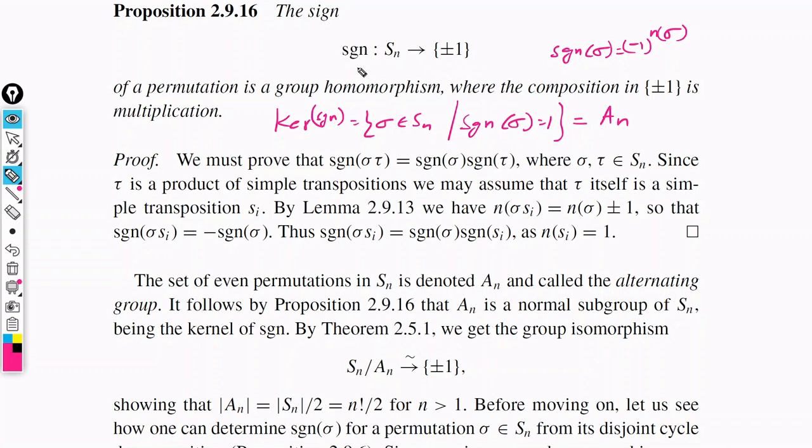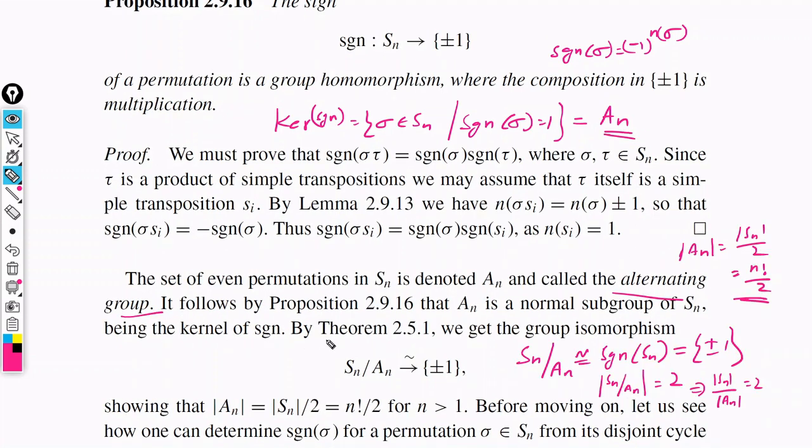So what is the kernel of this homomorphism? Kernel of sign function is equal to those sigma belongs to Sn such that sign of sigma equals identity in this group. Here identity is plus 1. And we know that kernel is always a normal subgroup. This subgroup is denoted by An and it is called alternating group. Then by theorem 2.5.1, Sn by its kernel, now kernel is An, is isomorphic to image of Sn under this homomorphism. And in this case, this homomorphism is onto, so this is equal to plus or minus 1.